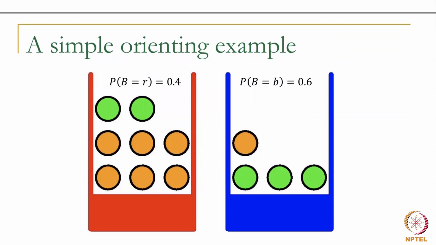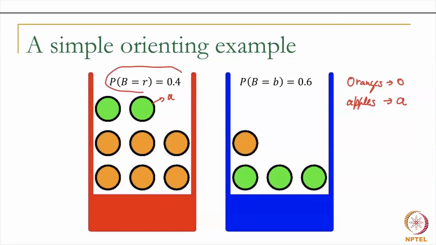So let's say you have two baskets, and one of the baskets is red, and another basket is blue. Let's say within the red basket, you have 6 oranges and 2 apples, and within the blue basket you have 3 apples and 1 orange. So the orange color corresponds to an orange and the green corresponds to an apple. So oranges I'll denote as O, and apples, the green ones, I'll denote as A. Now, let's say you are not able to see which basket you're putting your hand in.